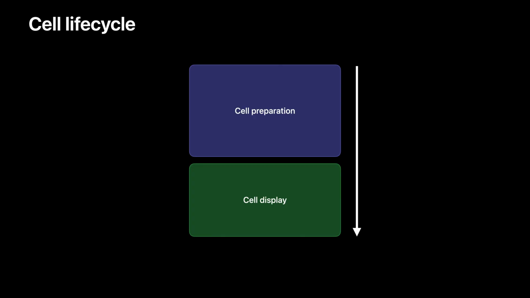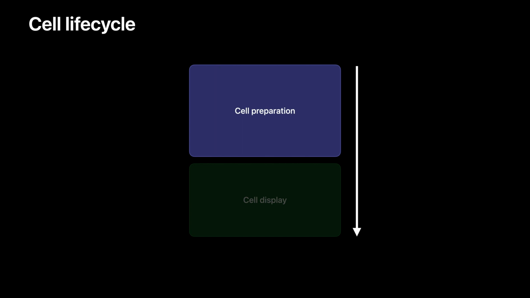Now that we understand how to configure a cell, we'll move on to when a cell is configured and what its lifecycle is like. The life of a cell is composed of two phases, preparation and display. The first step for preparation is fetching a cell to work on. Whenever UICollectionView needs a cell, it asks for one from its data source. If this is a diffable data source, it runs the cell provider and returns the result.